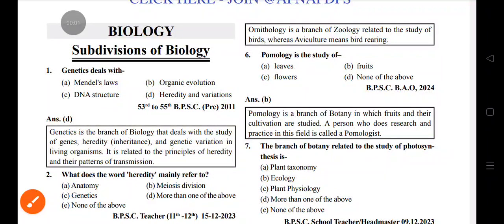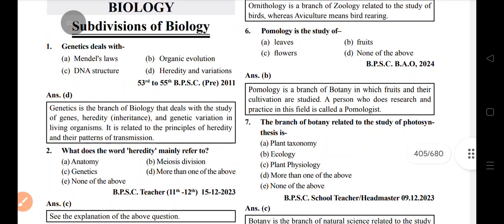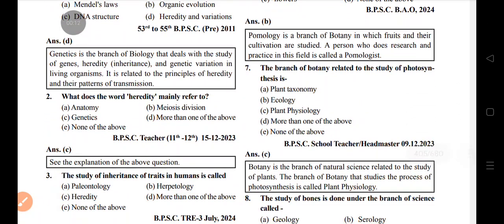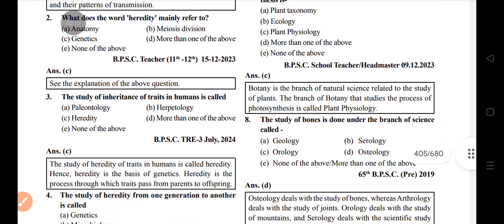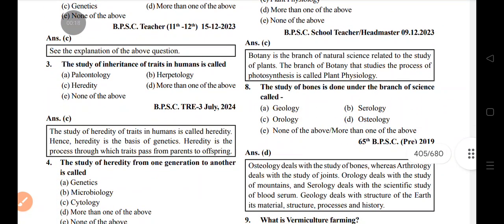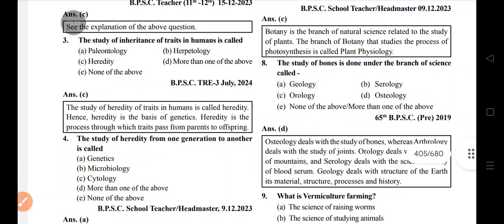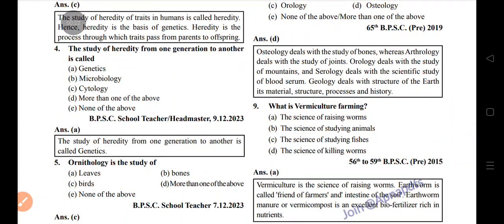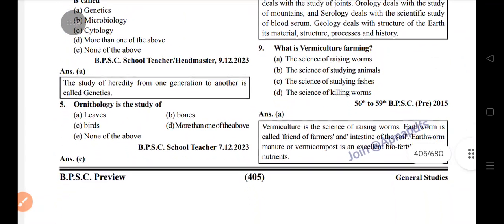Genetics deals with heredity and variation. What does the word hereditary mainly refer to? Genetics. The study of inheritance of traits in humans is called heredity. The study of heredity from one generation to another is called genetics. Ornithology is the study of birds.